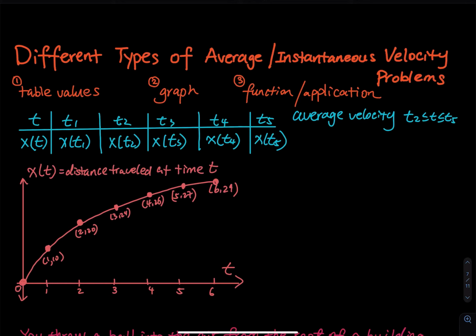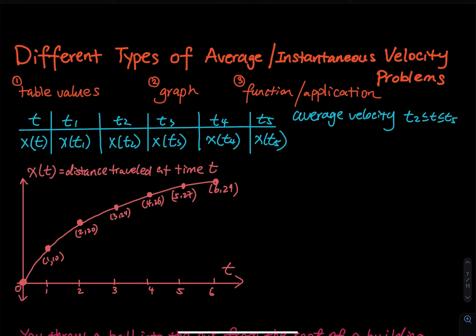There are three different types of average or instantaneous velocity problem. The first type is they give you a table of values and then they ask you a bunch of questions. The second type is a graph. And the third type, which I think is the best, is they give you a function and put it in an application problem, and then they ask you a bunch of questions, including some average and instantaneous velocity problems regarding that function.